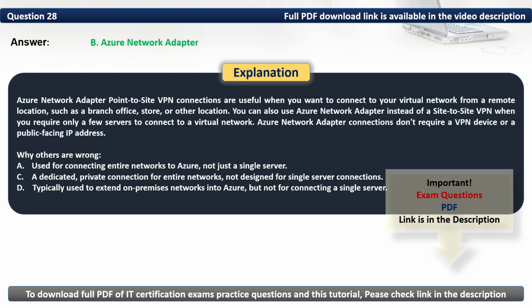Azure Network Adapter. Point-to-site VPN connections are useful when you want to connect to your virtual network from a remote location, such as a branch office, store, or other location. You can also use Azure Network Adapter instead of site-to-site VPN when you require only a few servers to connect to a virtual network. Azure Network Adapter connections don't require a VPN device or a public-facing IP address.